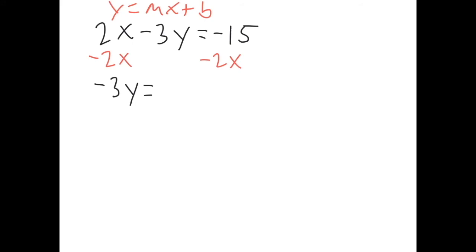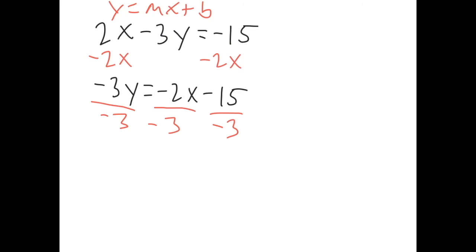And on the right side, we like to put x first, so put the minus 2x and then the minus 15. Then, what is happening to y? It's being multiplied by -3. So now we need to divide both sides by -3. The problem here is if you divide something by -3, you need to divide everything by -3. So we divide -2x by -3 and -15 by -3.